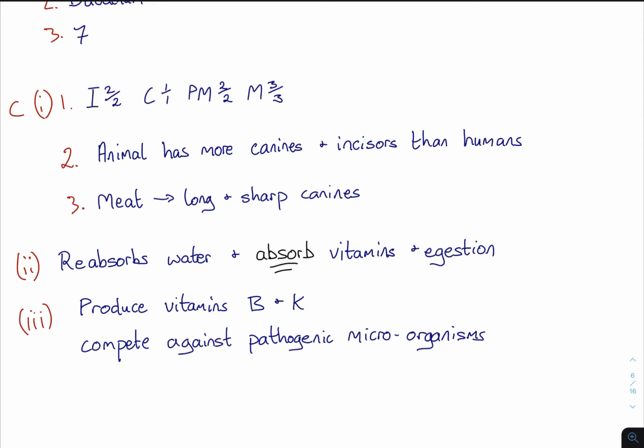Well, they have 2 functions. One is to produce vitamins, B and K. You don't necessarily have to name those vitamins. And then the second function is to compete against pathogenic microorganisms.